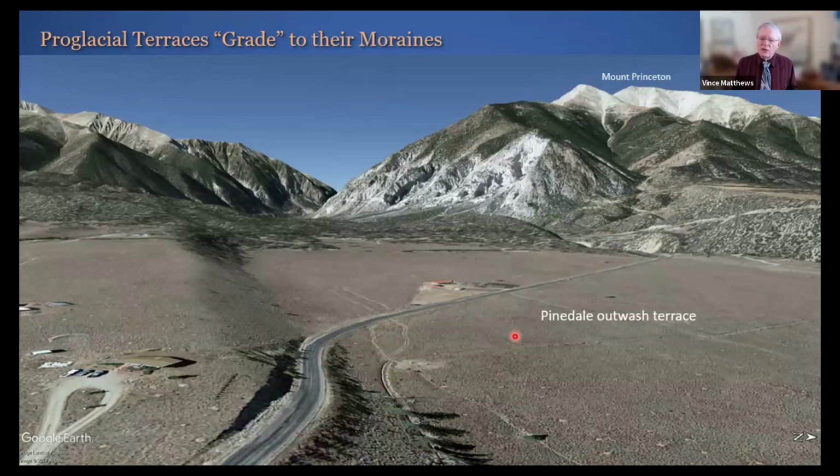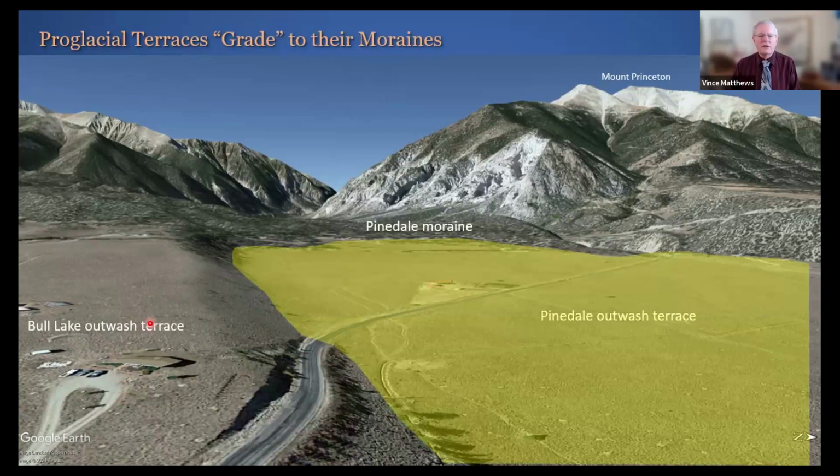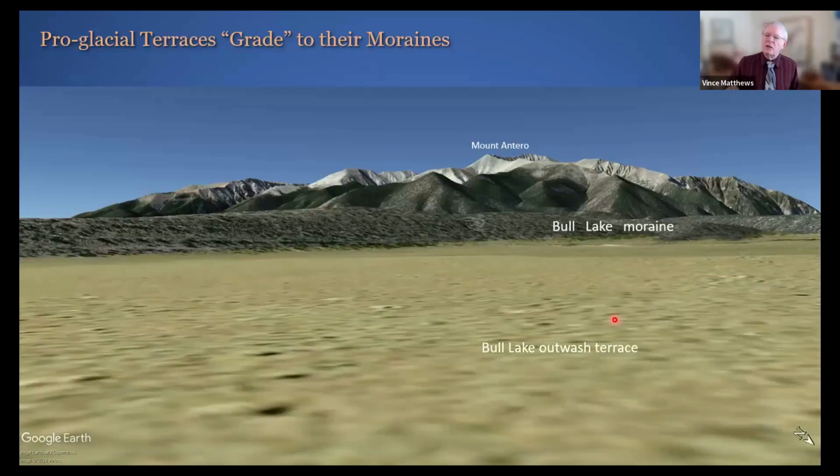And the other thing about these outwash terraces is they grade to the moraine of the glacier that was melting to feed all the water to the outwash plain. Today, the rivers are gone and we just call them outwash terraces. Here's the Pinedale moraine, and this terrace grades right up to the base of the Pinedale moraine. Now here we have a Bull Lake outwash terrace. That's that 55 feet higher than this one over here. And when we look across at it and back to these moraines, this is the Bull Lake moraine back there, and it grades to the base of that.